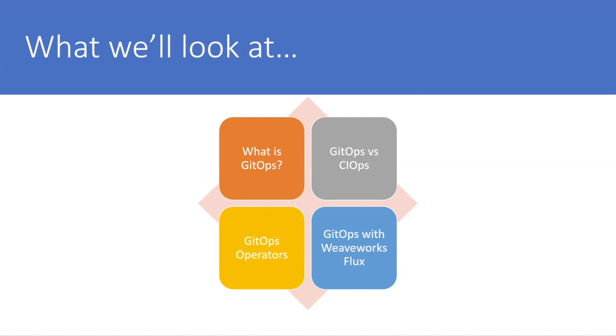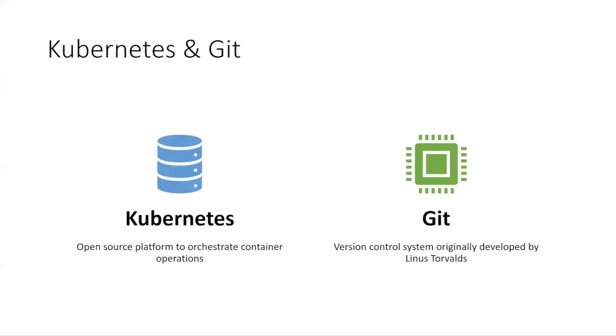To do GitOps, you'll need some software, and that's what we call a GitOps operator, and we'll take a look at what that is. And I'll mainly focus on doing GitOps with a tool called Weaveworks Flux. There's also another tool I'll briefly look at the end, and you also can find some videos on my YouTube channel about that tool as well.